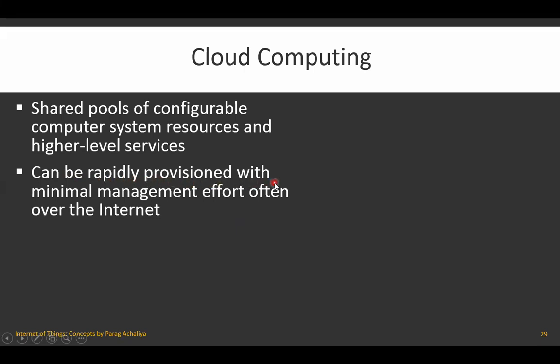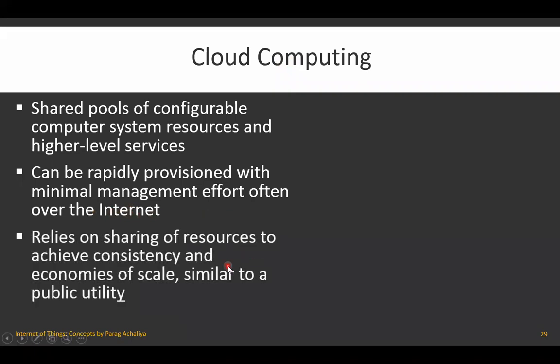It can be rapidly provisioned with minimal management effort, often over the internet. Usually cloud computing services are used over the internet. The internet is a must. If you are going to use cloud computing services, you require internet services. It relies on sharing of resources to achieve consistency and economies of scale, similar to a public utility. So it is huge in nature, its scale is very big, and it is consistently used. It has shared resources, and one resource can be shared among various users.